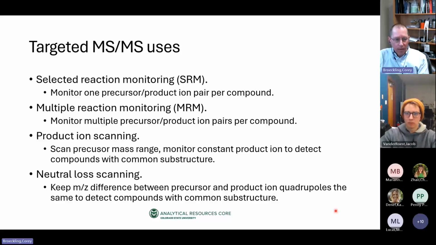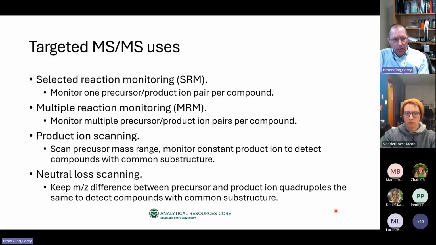Multiple reaction monitoring will take one precursor and monitor two or more product ions. So it's the same concept, but rather than monitoring one fragment ion from a given precursor, it'll be multiple fragment ions. That could be 2 or it could be 10, depending on the type of analysis you're trying to do. There are two more acquisition strategies for this targeted MS-MS that I will mention. You see them less frequently, but you see them enough that it's worth noting.